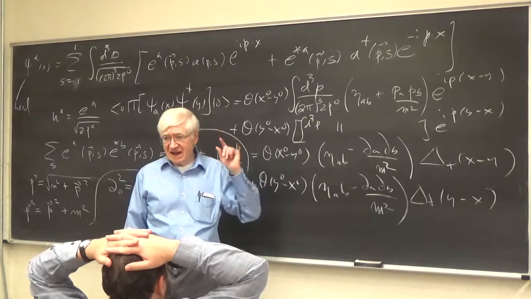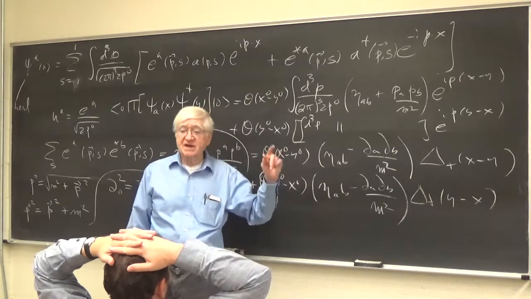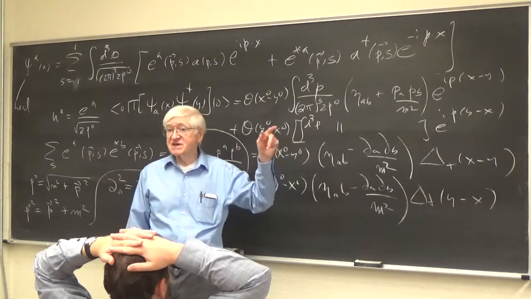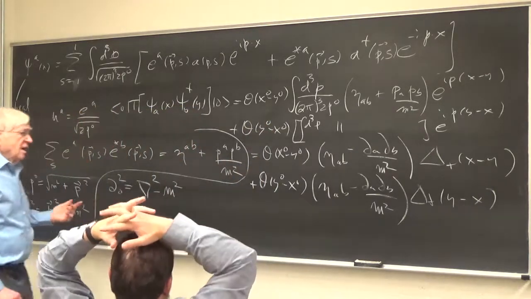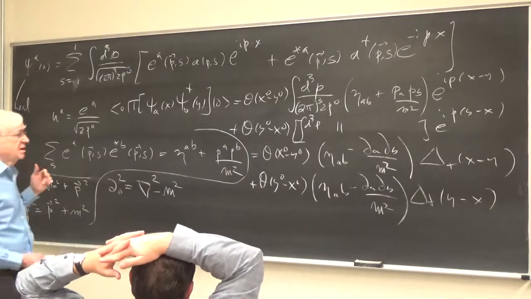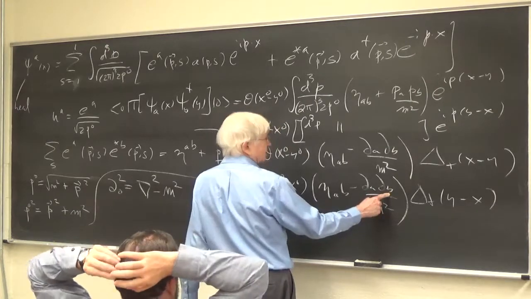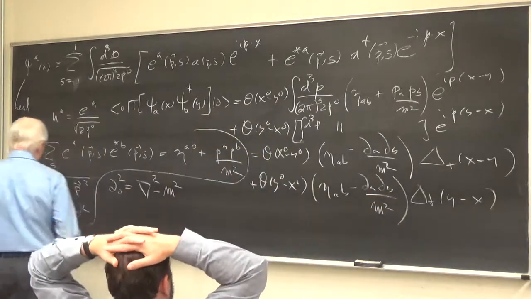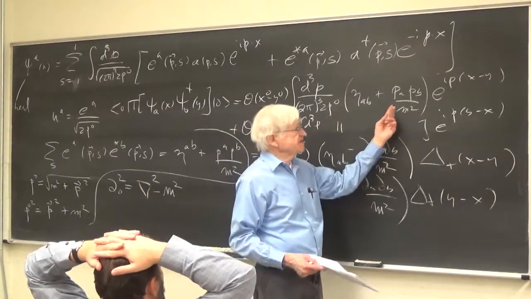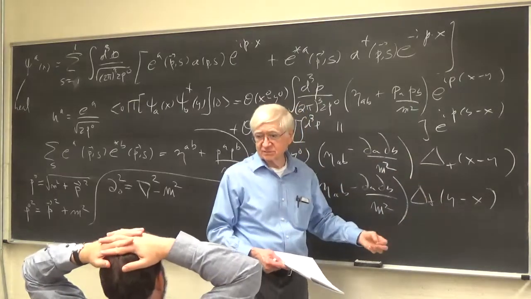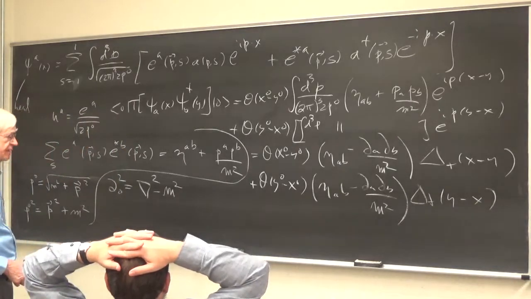So, delta F is theta of x0 minus y0 delta plus of x minus y, plus theta of y0 minus x0 delta plus of y minus x. Okay, so we must interpret the d0 squared here as grad squared minus m squared, because the p0 isn't a free variable. Whether it's must or may, I'm not sure. But anyway, we do interpret it that way.